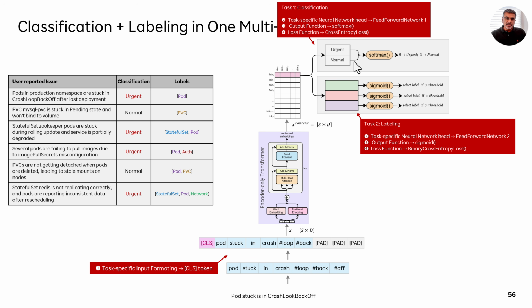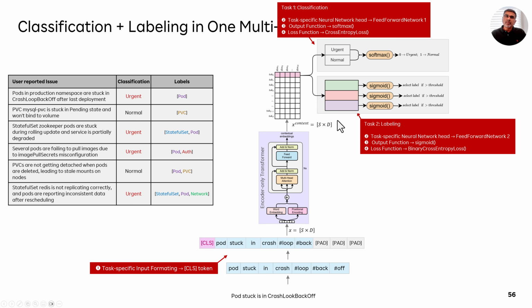Now, the second task that you would like to do simultaneously is to label the incoming issue with zero or more labels that you already predetermined. For all the unique labels that are there in your training data set, you would have that many logits at the end of your second feed forward neural network, which is basically the second head.